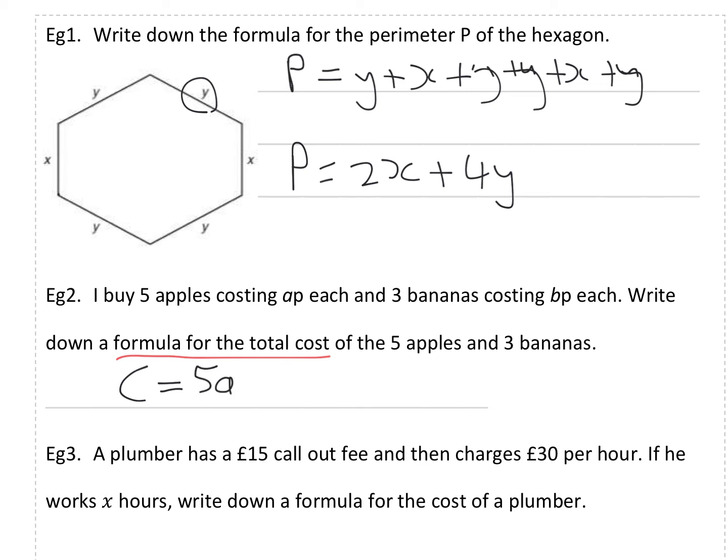Similarly, for the bananas, if you had 3 bananas and they cost B pence, what's that in total? Well, if they cost 10p, that'd be 3 10s, 30p. If they cost 20p, that'd be 3 20s, 60p. If they cost B, then it'd be 3 times B, which would be 3B. So there's the cost of the 5 apples, there's the cost of the 3 bananas, and that gives you the total cost when you add them together.